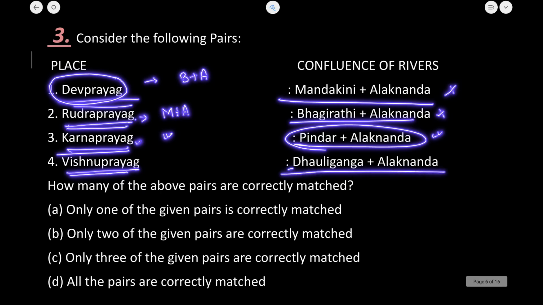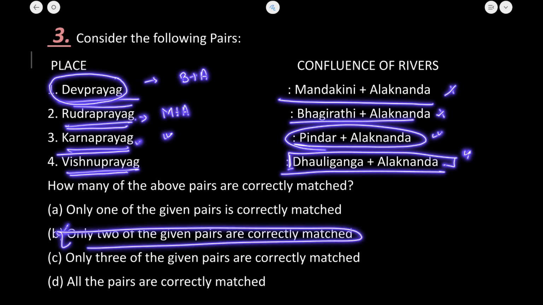So it is the confluence point of Dhauli Ganga and Alaknanda. So the fourth point is also correct. So out of these options, only two of the given pairs are correct. So I have told you about these two. These are the most important points that are being asked in the various examinations.